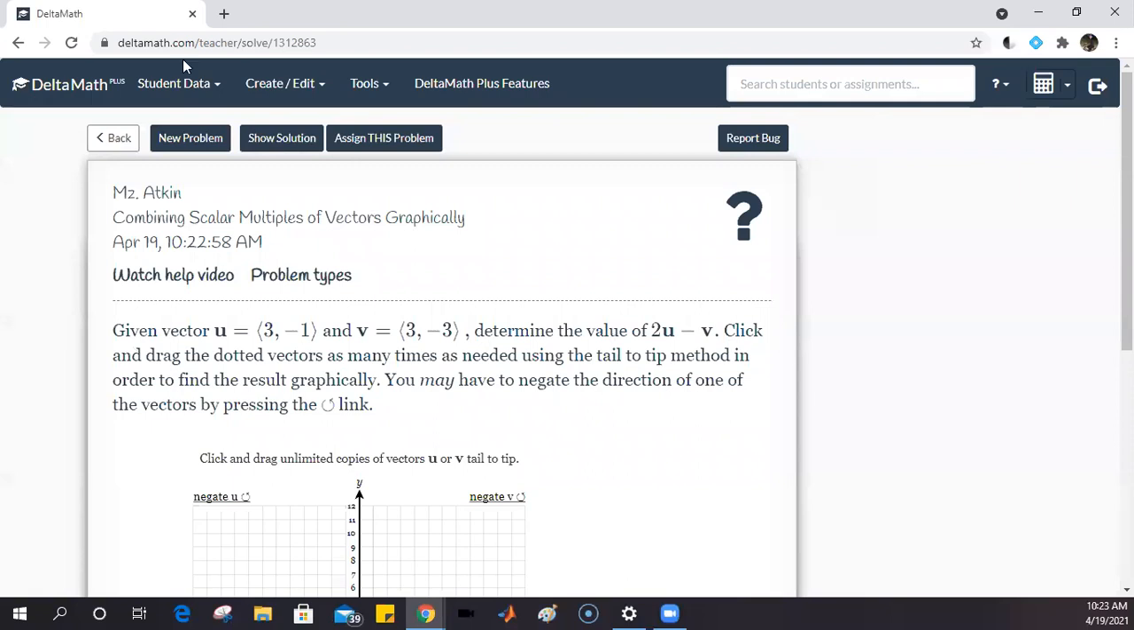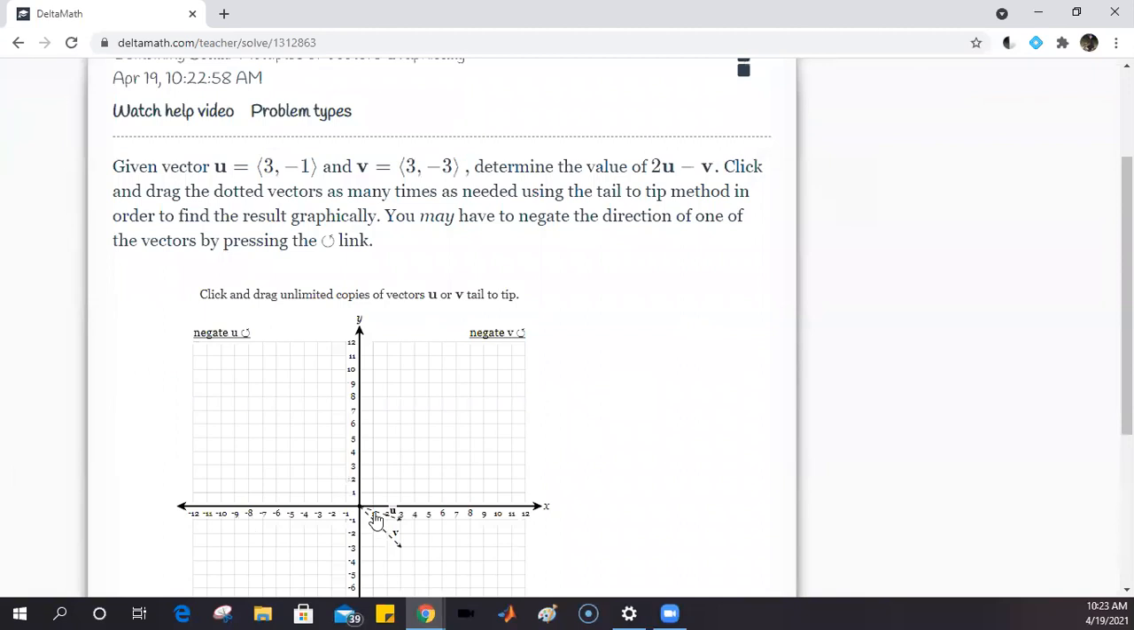Okay, it says given vector u is 3, -1. So there's little tiny vector u, 3, -1. And vector v is 3, -3. So there's vector v at 3, -3. Determine the value of 2u minus v.